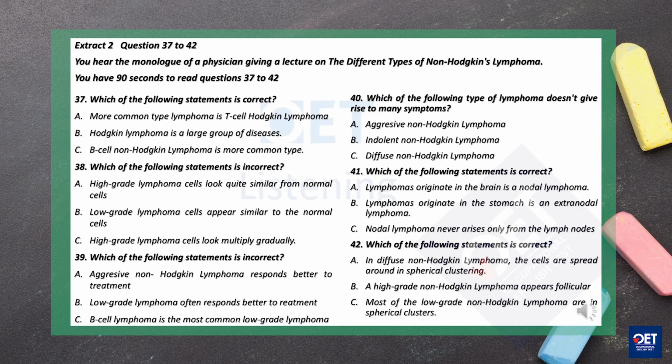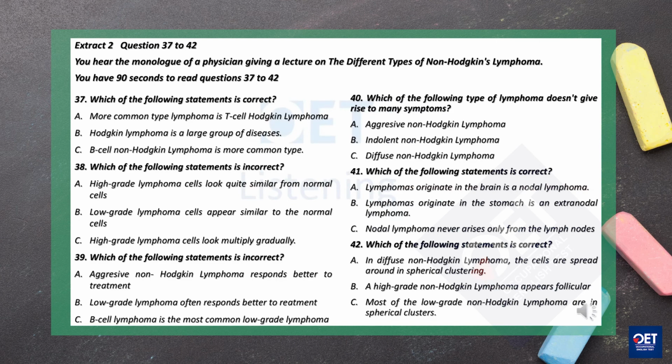Surprisingly, aggressive non-Hodgkin lymphoma often responds better to treatment, and many people with aggressive non-Hodgkin lymphoma are cured if they are diagnosed early. The most common kind of aggressive lymphoma is diffuse large B-cell lymphoma. On the other hand, low-grade non-Hodgkin lymphoma grows gradually, and these lymphomas are therefore called indolent non-Hodgkin lymphoma. This group doesn't give rise to too many symptoms, but they are also long-standing and are less likely to be cured. The most common kind of indolent lymphoma is follicular lymphoma. At times, indolent lymphomas can transform into more aggressive ones.